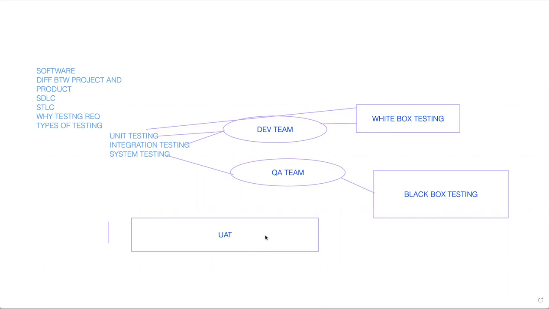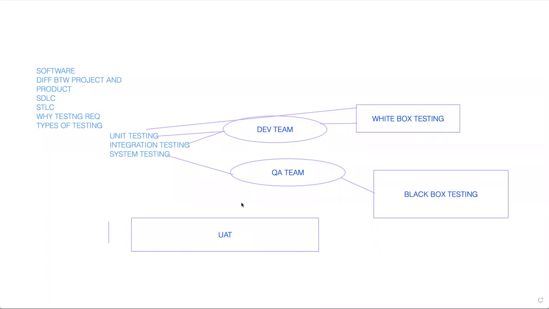Sir, repeat it once again. Sorry, please repeat it, sir. You want me to repeat UAT? Yeah, your last one. Yes, sir, user acceptance. Okay, that's good for asking.